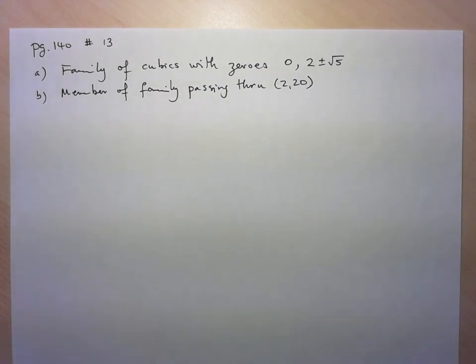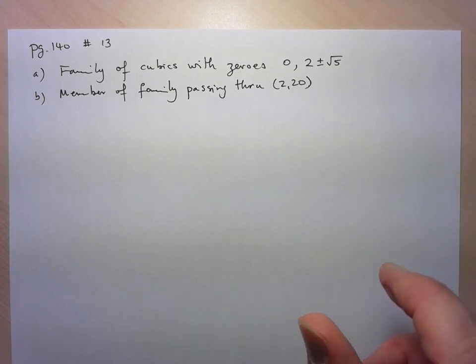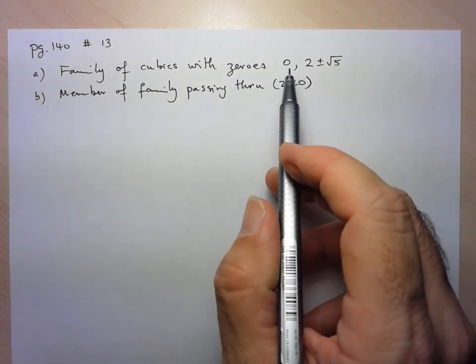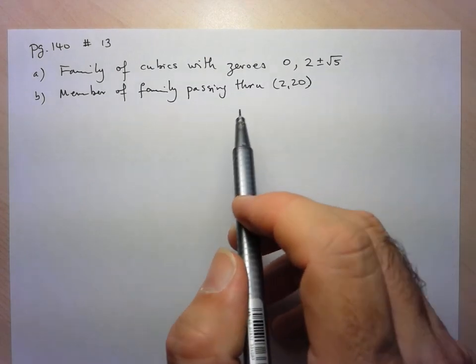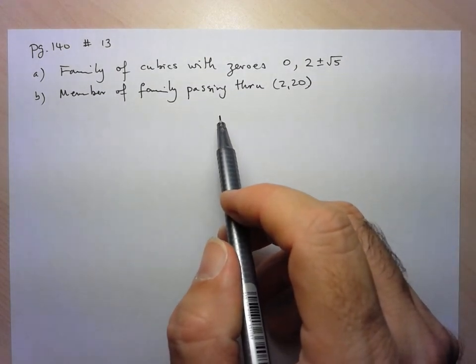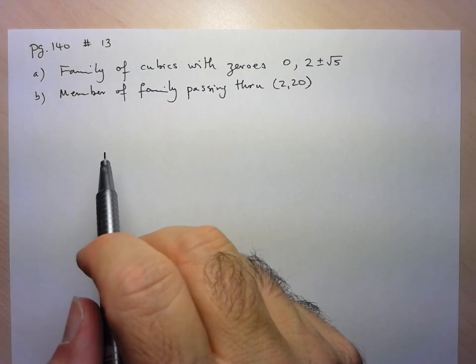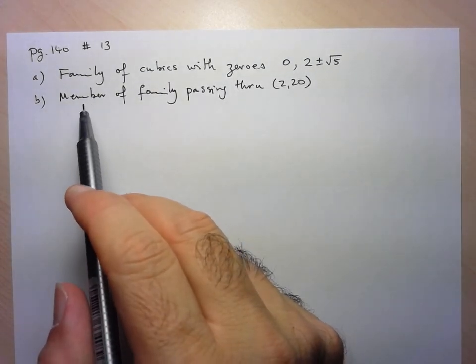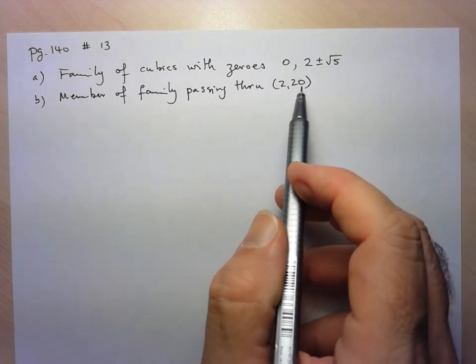Hi folks, we're going to take a look at page 140, number 13. First of all, they ask us to find the family of cubics with these zeros here. Since they don't specify the orders, we assume that they're order 1. And of course, if there are 3 of them with a cubic, that's at most what they could be. Then they want us to find a particular member of this family, one that passes through (2, 20).